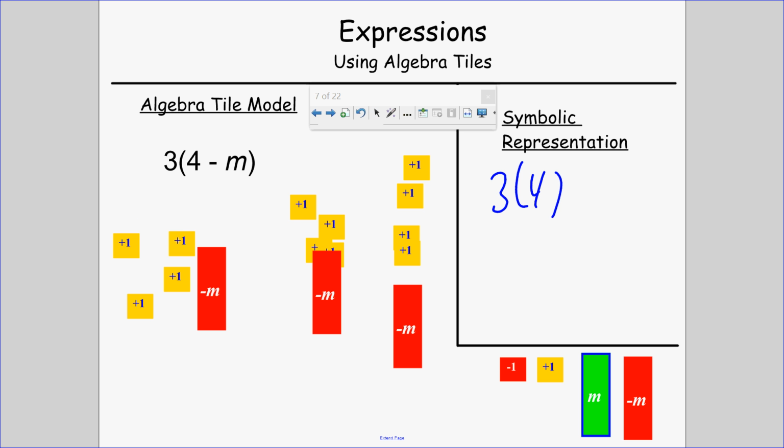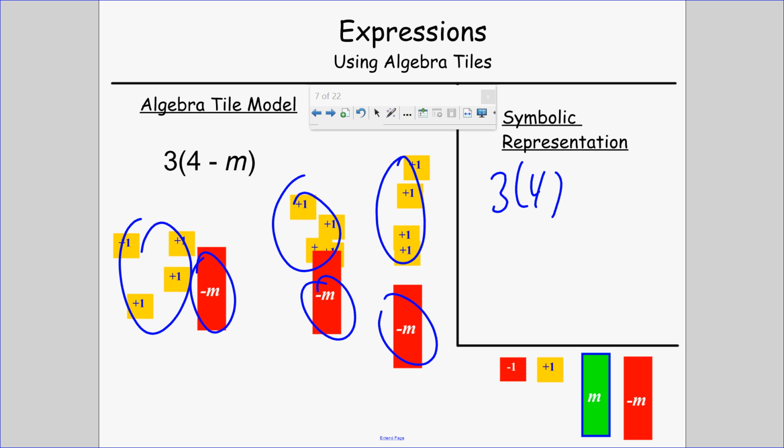I see 3 groups of 4's. How many groups of minus m do you see? I see 3 groups of m. So 3 groups of 4 is 12 minus 3m. Let's look at the picture. Is this what you see? 12, minus 1m, minus 2m, minus 3m. It is correct.